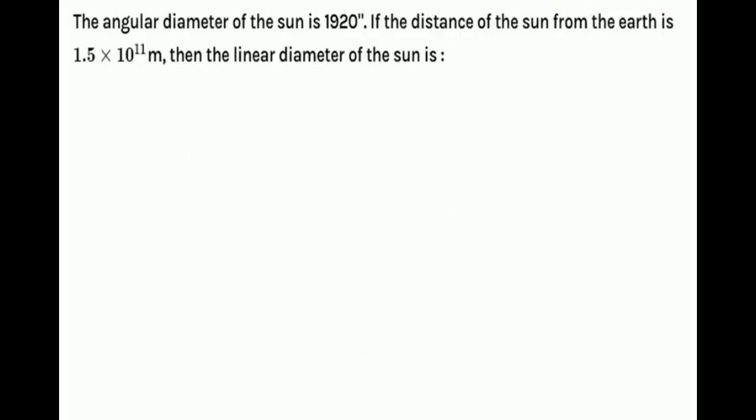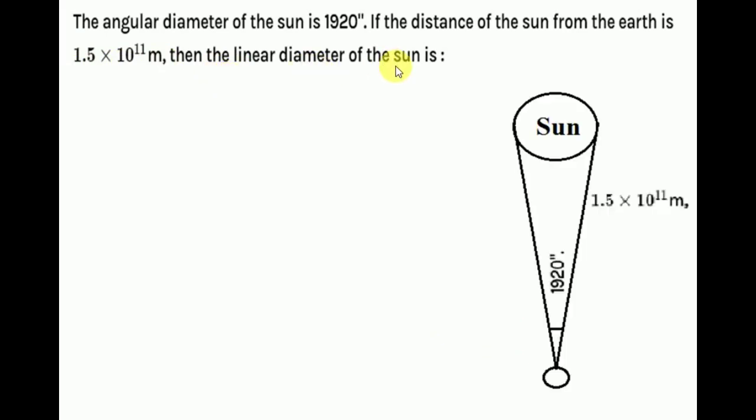Next question, the angular diameter of the sun is 1920 seconds, and if the distance of the earth from the sun is 1.5 into 10 to the power 11 meter, then the linear diameter of the sun is, so you have to calculate the diameter of the sun. So angular diameter means the angle subtended by the diameter of the sun, which is given 1920, and the distance is also given, and you have to find the basis this time.